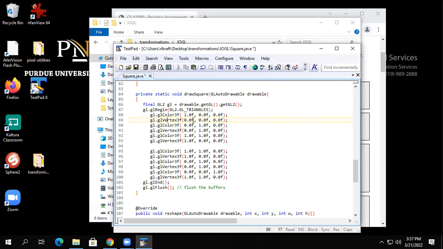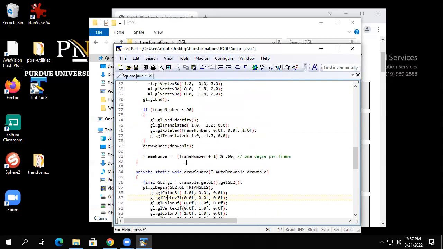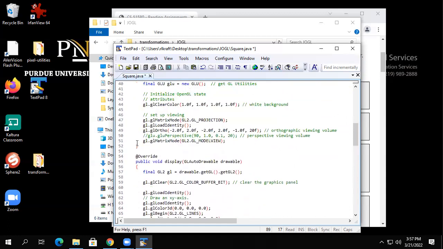Now, every one of these vertices is automatically multiplied by the matrix because it's a state machine. Once I've defined the matrix, OpenGL applies that matrix to every single vertex. So I never write matrix times vertex. It just happens automatically. So up here, I say, this is what my matrix should be.